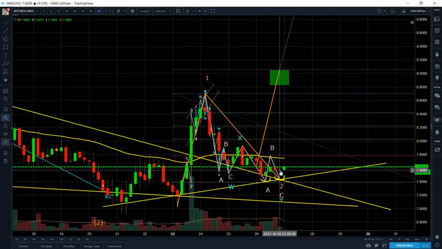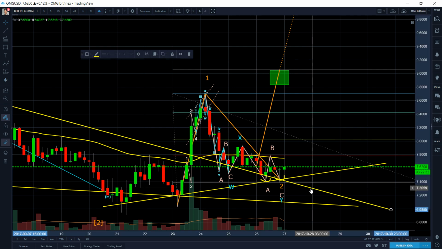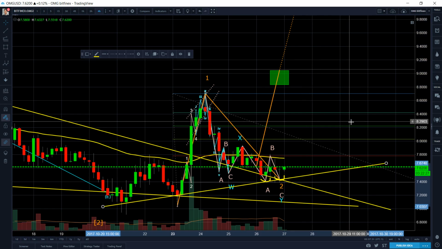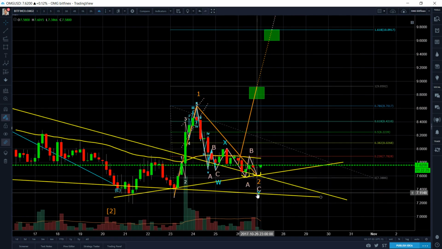So it's got to break the doji. It's got to break this main resistance line. It's got to break this main support line. So why would you not take a chance to go long here?